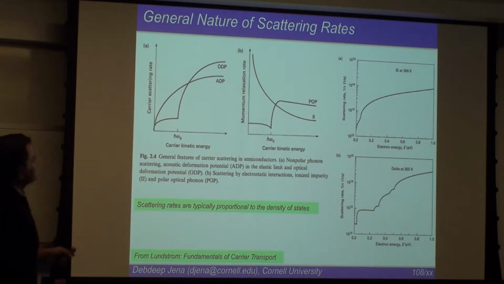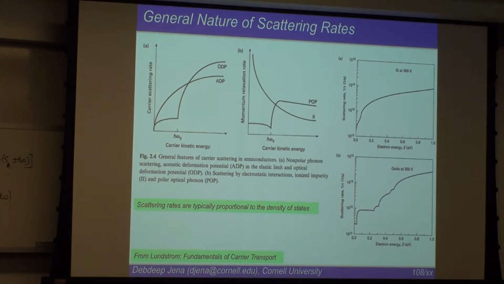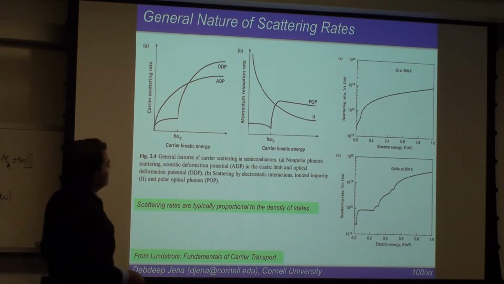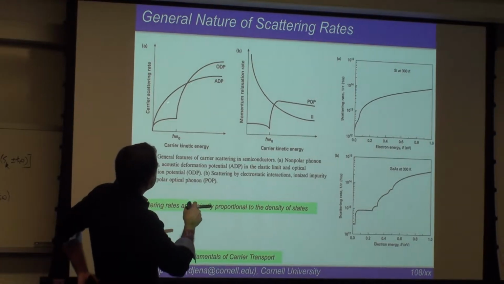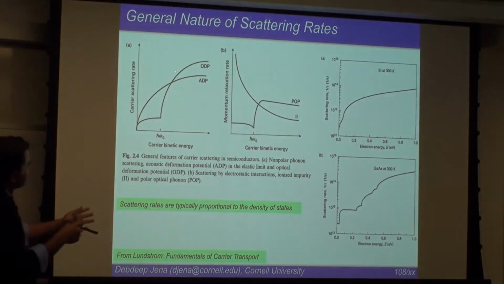Now, remember one of the things we had discussed earlier, that an electron, if it doesn't have at least the energy of the phonon, it cannot emit one. So that's why there's a sharp threshold, and that part is emission. But it can always absorb one. There's no problem, right? And so this is the absorption rate. This is the emission, and the sum of them is the total scattering rate. And this is kind of a general trend for phonons. For optical deformation and acoustic deformation potential, they're increasing.